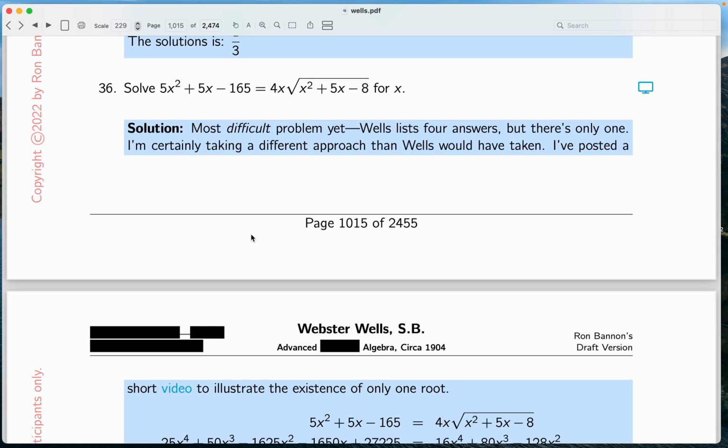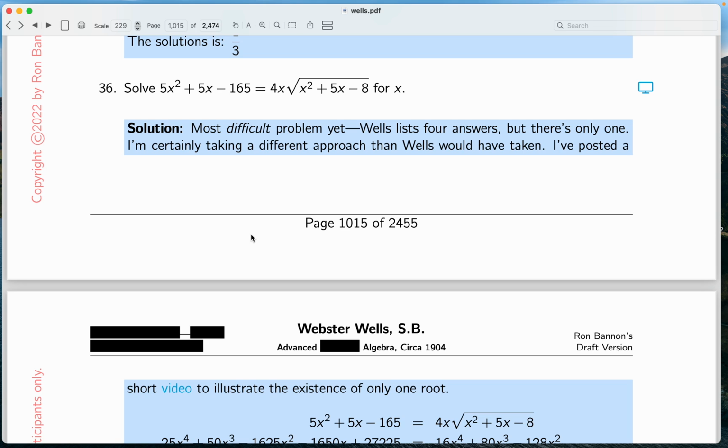Okay, so it says, the most difficult problem yet. It says Wells lists four answers, but there's only one. I do indicate I'm taking a different approach than Wells would take to solve the problem. And Wells is using a substitution, and that's fine. You can do that. It's not bad. I will do that in other problems, by the way.